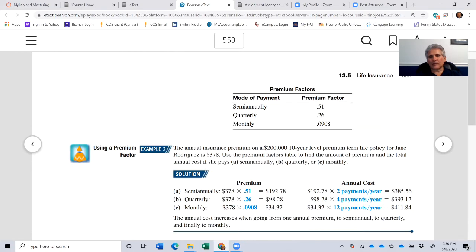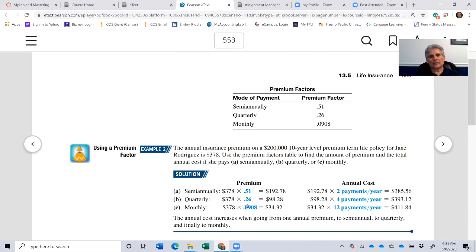The annual insurance premium on a $200,000 10-year level premium term life policy for Jane Rodriguez is $378. Use the premium factors to find the amount of premium and the total cost if she pays semi-annually, quarterly, or monthly. So semi-annually, that's 2 payments that she's going to pay. It's going to be $378 times 0.51, which means it's $192.78, but it's paid twice per year, so that's going to be $385.56. So it's almost like interest that she's paying. Normally she would pay $378, but because she's paying semi-annual payments, it'll be $385.56.